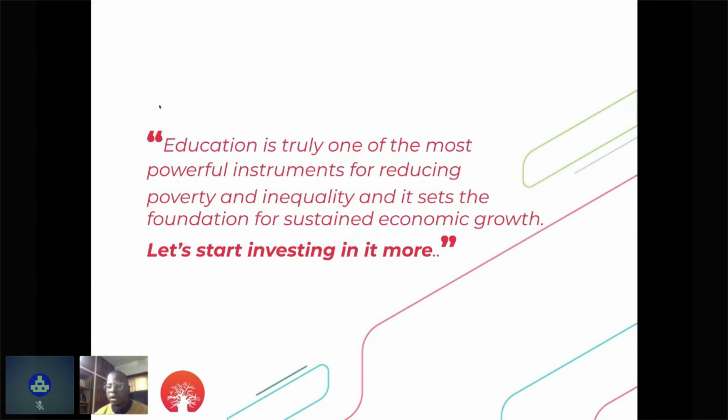So I believe that investing in education, investing in the next generation, will be able to change the future, literally, because this is a practical thing. So yeah.